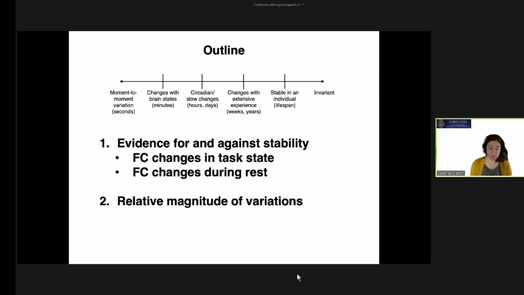In the first half of the talk, I'll focus on past evidence that there has been for and against stability in functional brain networks, discussing evidence both for changes across task states, as well as evidence that functional connectivity can change during resting state. In the second part of my talk, I'll then contrast the relative magnitude of various of these forms of variation in a single group of subjects measured in a precision data set.